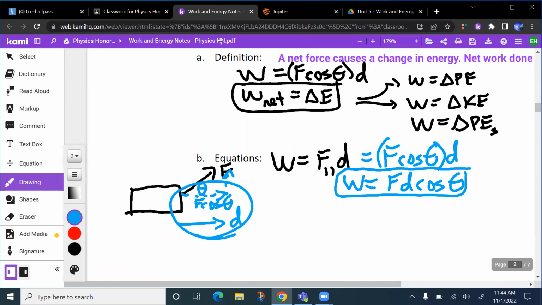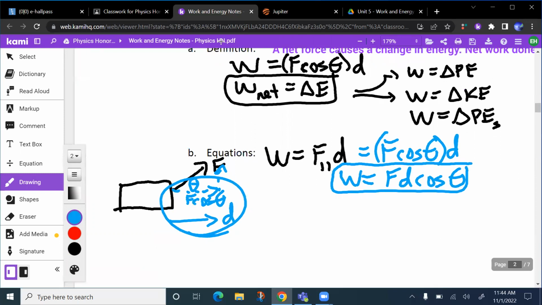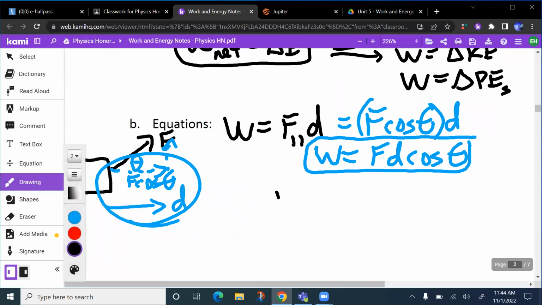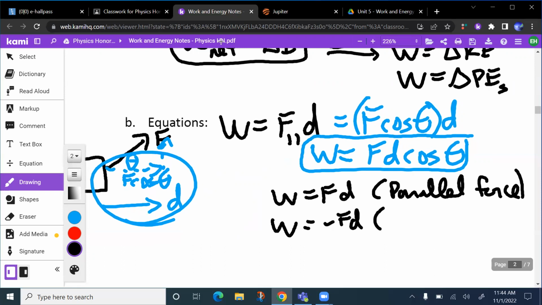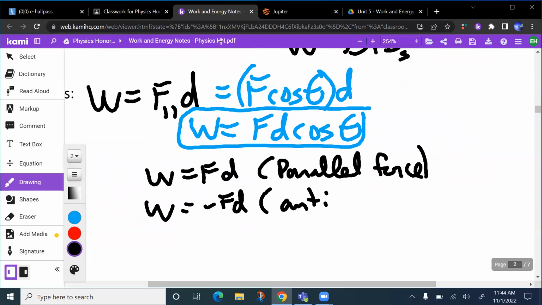Now, when an object is moving in the direction the force is applied, say a horizontal force, the angle theta would be 0, because there is no angle above the horizontal. So cosine of 0 is actually 1. And so work equals force times distance for a parallel force. Work equals negative force times distance for an anti-parallel force, like friction.